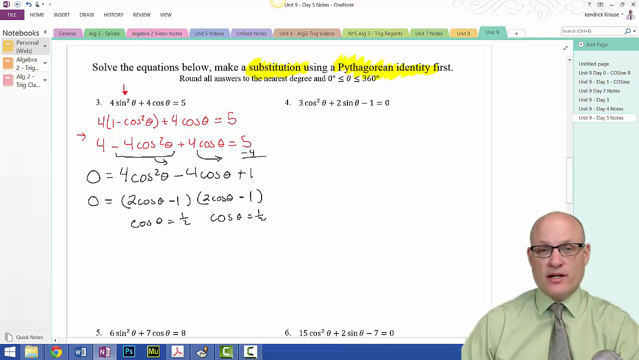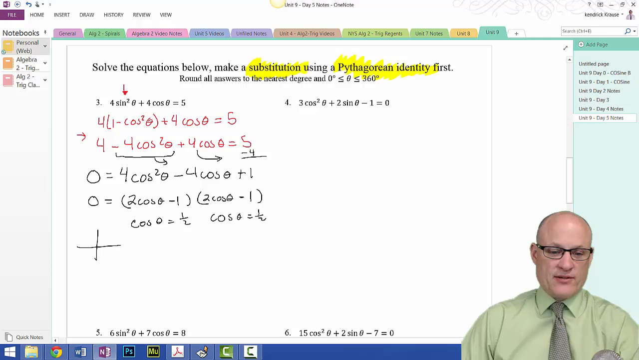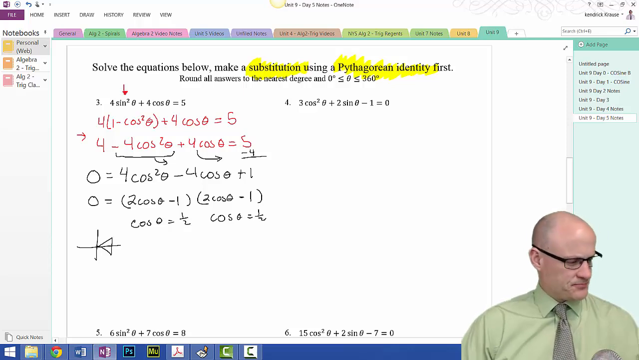I'm not going through that simple thing of setting it equal to 0 and moving stuff over. I think you can handle it. Well, since they're the same, I don't really have a lot of work to do. Cosine is positive in the first quadrant and the fourth quadrant.